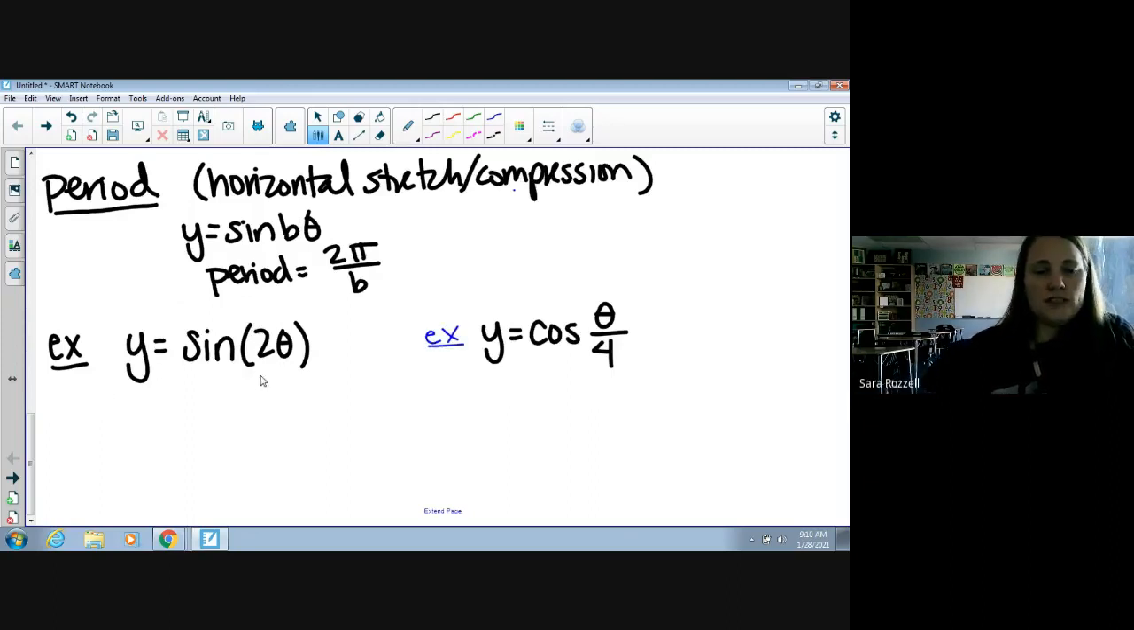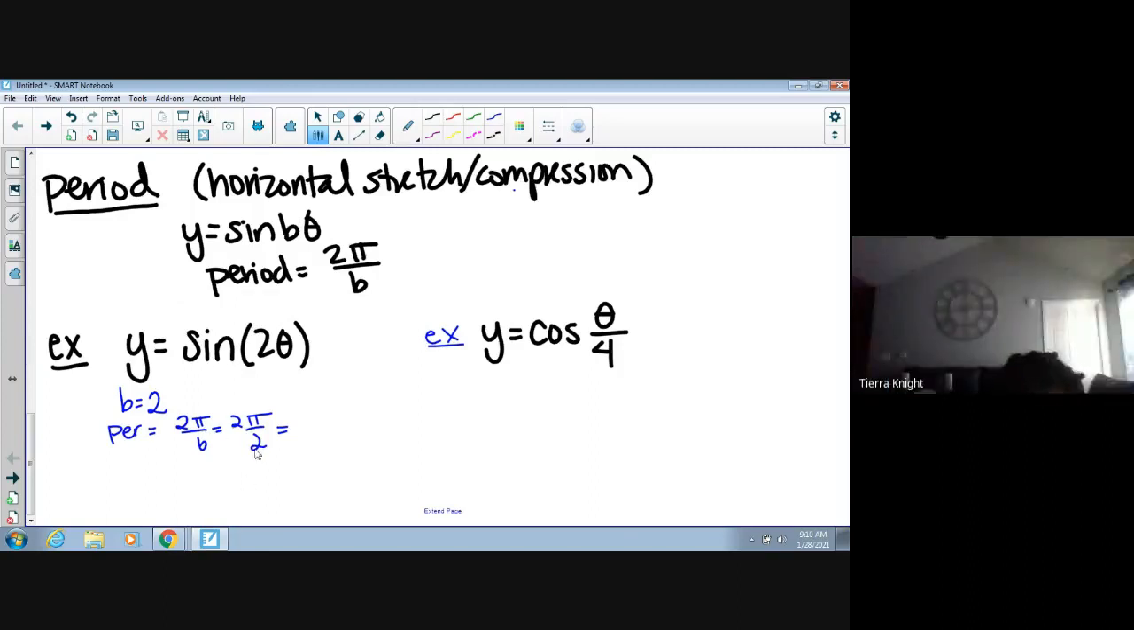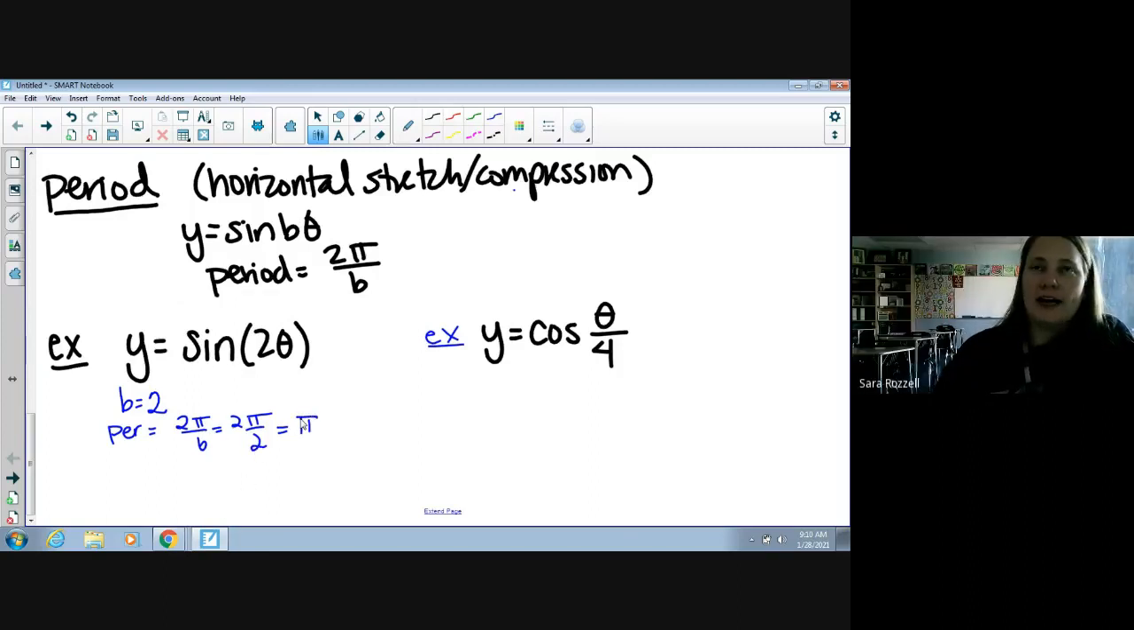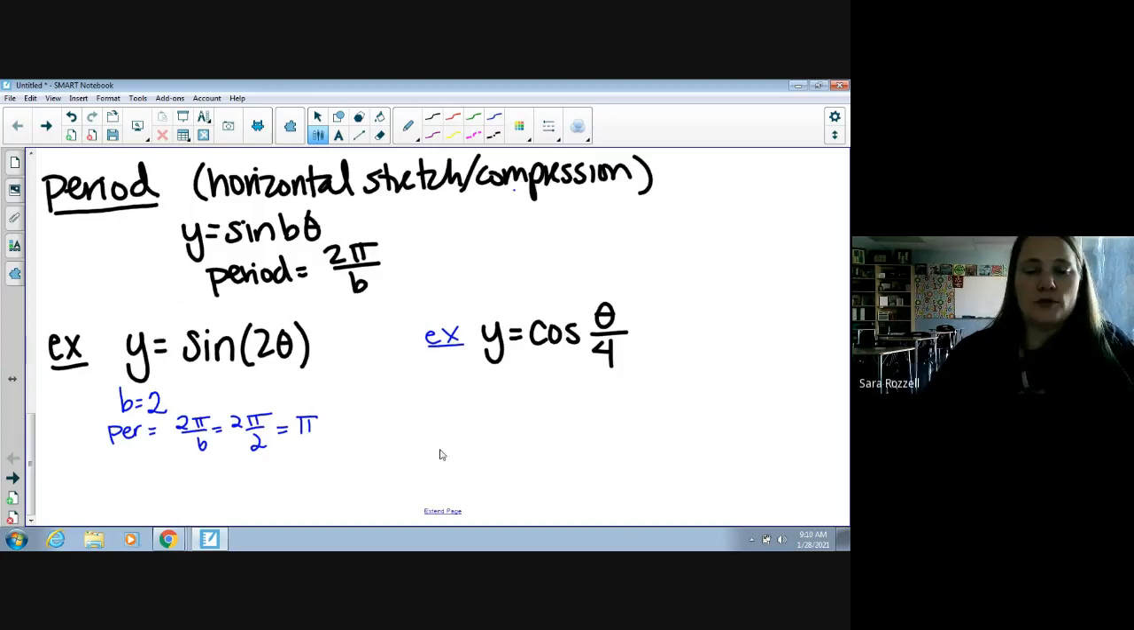So on our first one, what is the b? 2. Okay, so b equals 2. So to find the period, it's 2 pi over b. It's 2 pi over 2. What's going to happen with our 2's? They're going to cancel, and our period is pi. So from 0 to pi, we've got to get through our sine rotation. Okay, we'll find the period of this one, and then I'm going to graph both of them.